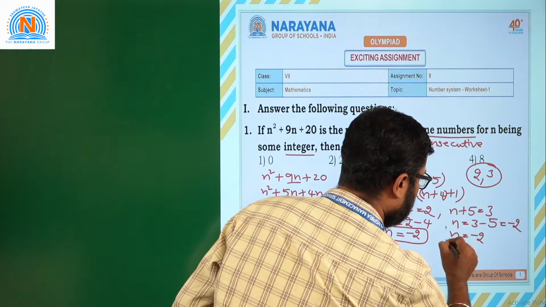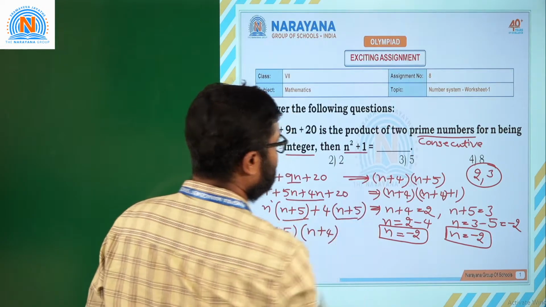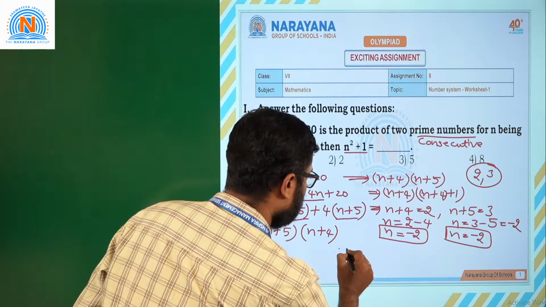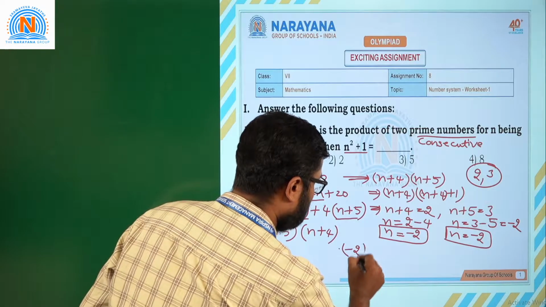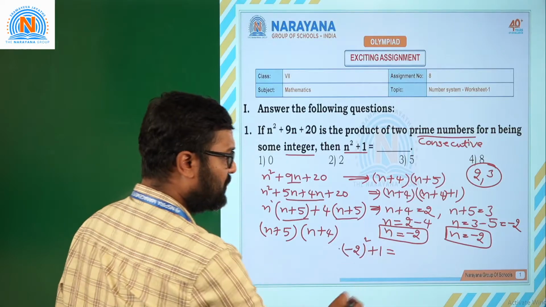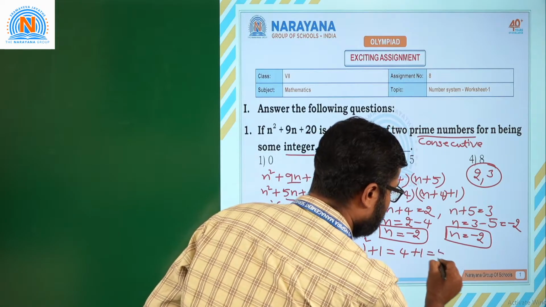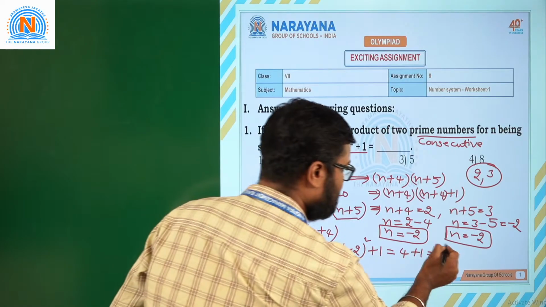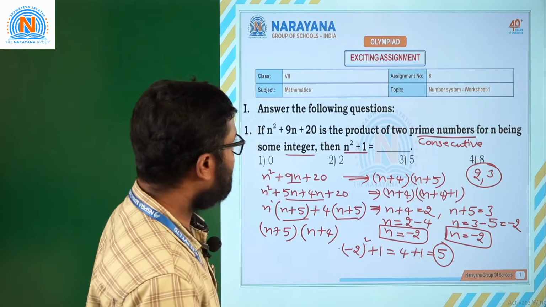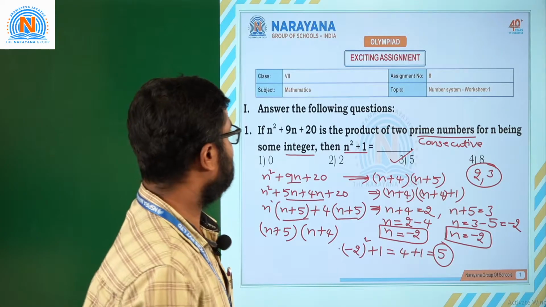Now we need to find n square plus 1, which is nothing but minus 2 whole square plus 1. Minus 2 whole square will be 4, and 4 plus 1 is nothing but 5. So 5 is our answer. So here our option is 3, isn't it?